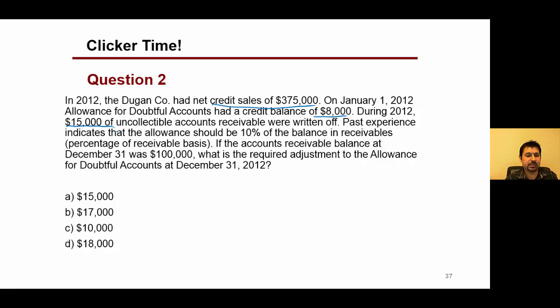Past experience indicates that the allowance should be 10% of the balance in receivables. So here we are using the percentage of receivables. If the accounts receivable balance at December 31st was 100,000, what is the required adjustment to the allowance for doubtful accounts? So we need to get the adjustment. The accounts receivable balance at the end of the year was 100,000. The net credit sales information will not be used at all.